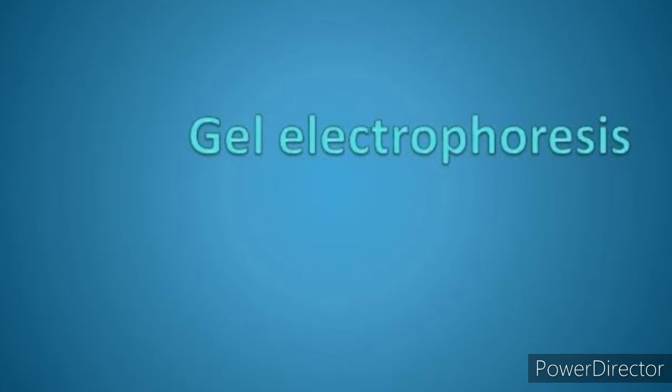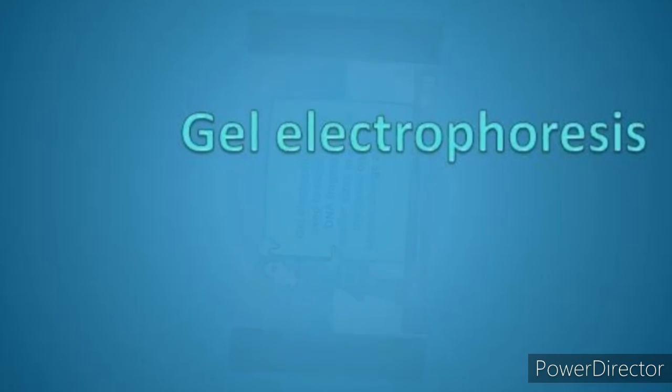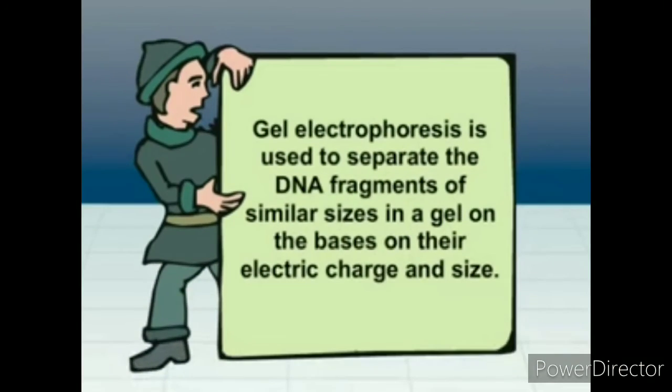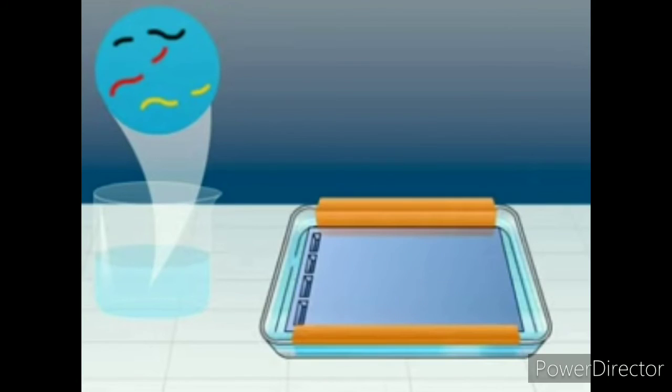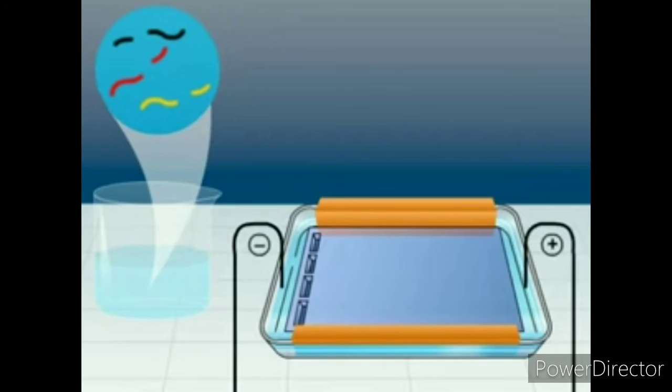Next one is gel electrophoresis. What do you mean by gel electrophoresis? It is a method used to separate DNA fragments of similar sizes in a gel based on their electric charge and size. Let's see how the technique is performed. In this technique, an agarose gel matrix molded with wells is used. The gel matrix is submerged into a tank filled with salt solution and connected with positive and negative electrodes.